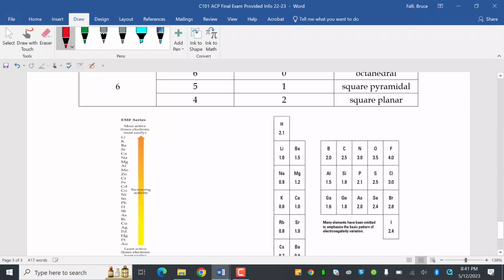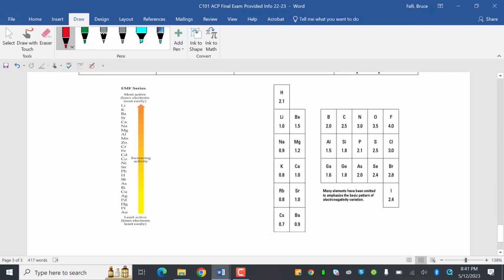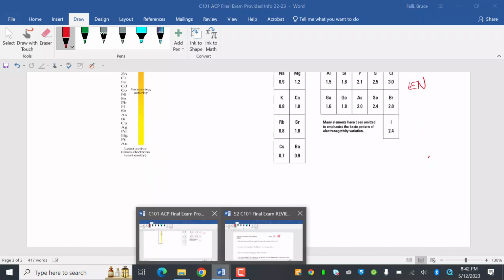EMF series, increasing activity. So this is my activity series. And then I have electronegativity values. This is electronegativity, so I can find polarity of bonds. And that's it. All right, so we may have to jump to that.